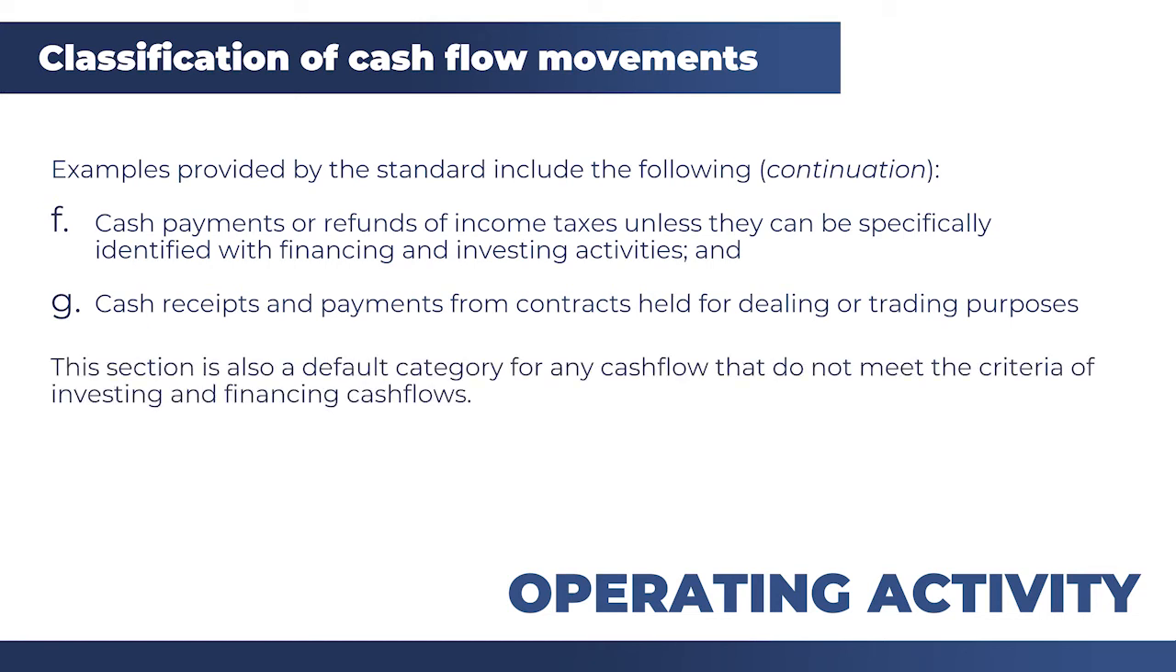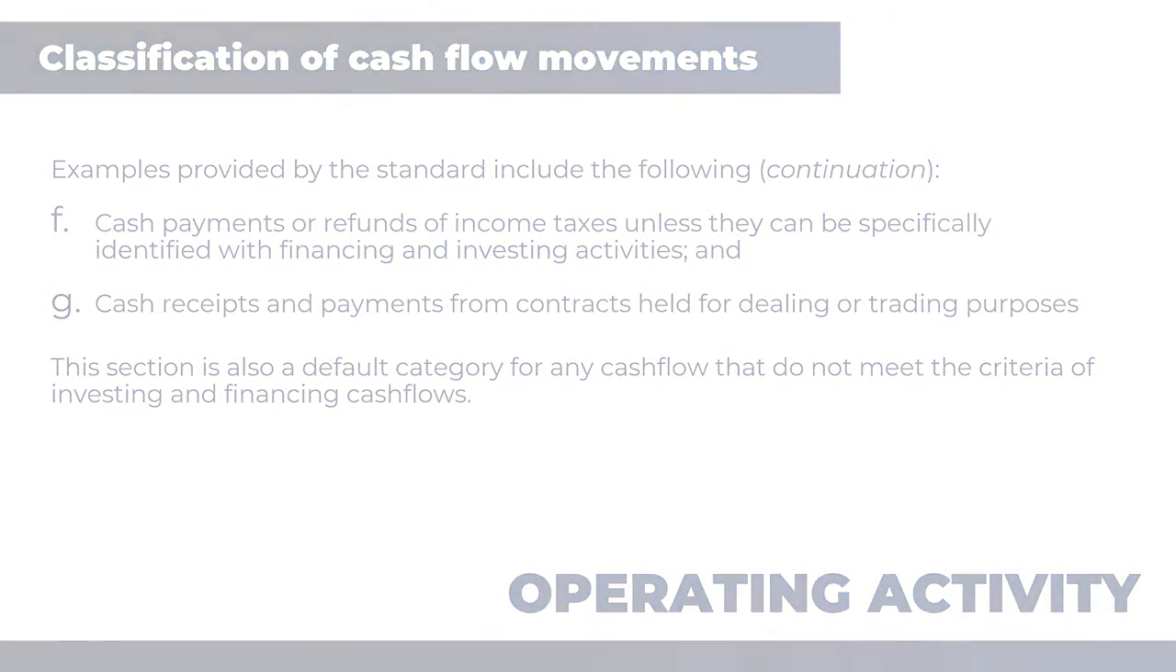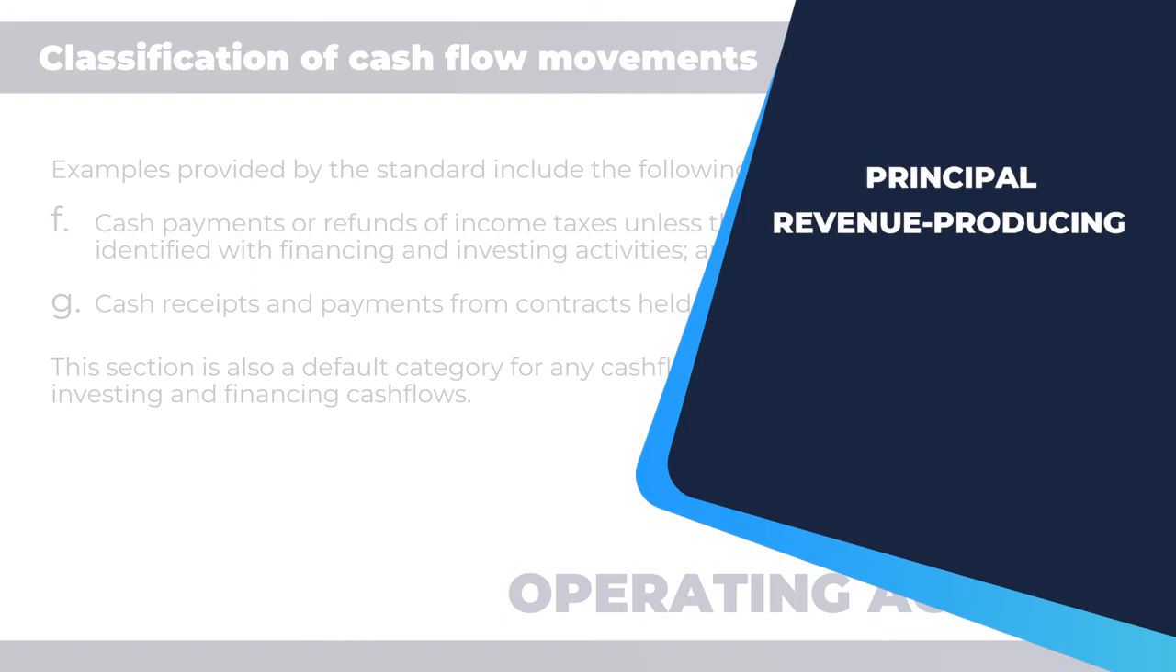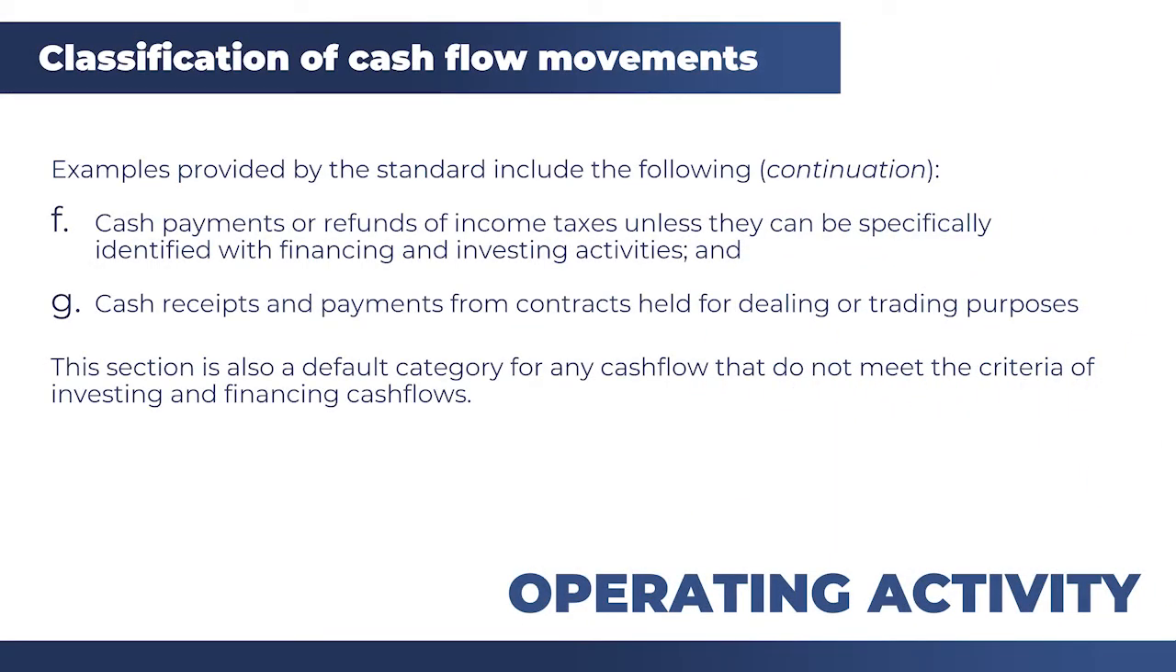This section is also a default category for any cash flow that does not meet the criteria of investing and financing cash flows. The key idea here is the assessment of the principal revenue-producing activities of the entity. If the cash flow is coming from these principal revenue-producing activities, then it should be classified as operating cash flow. However, IAS 7 states that this section is also a default category for any cash flow that does not meet the criteria of investing and financing cash flow.